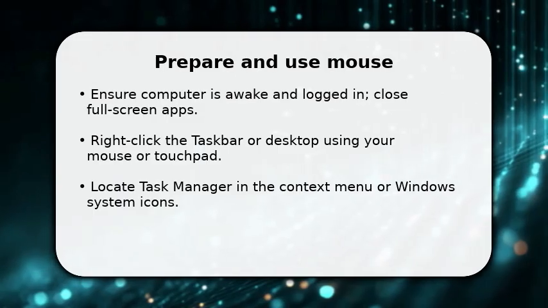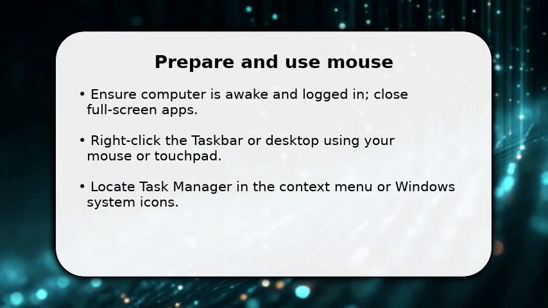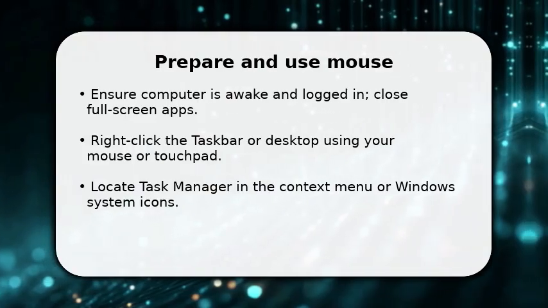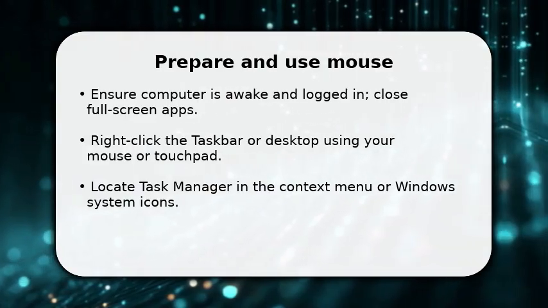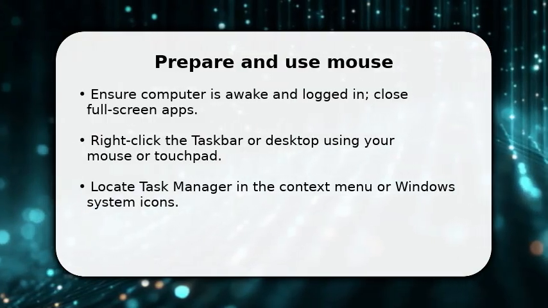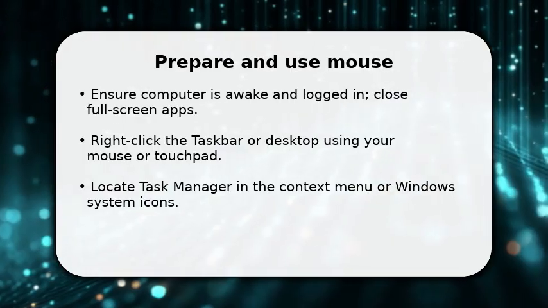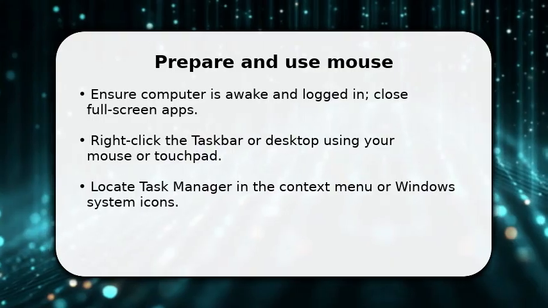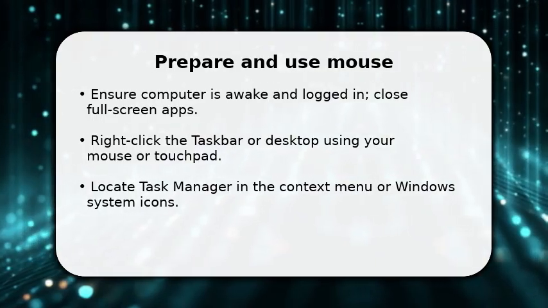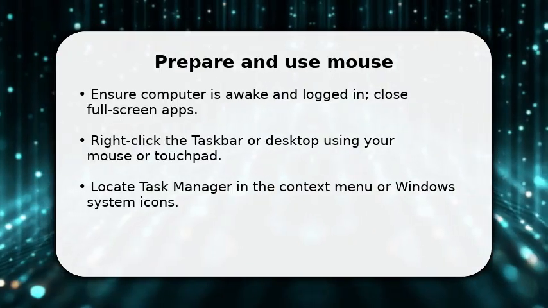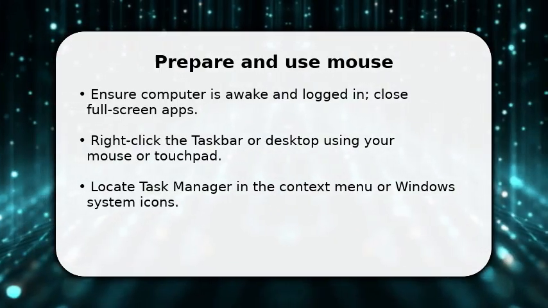You're starting without a keyboard, so first make sure the PC is awake and you're logged in. That avoids blocked input. Using your mouse or touchpad, move to the taskbar or empty desktop, then right-click. This opens context options. Once the menu appears, look for Task Manager or a Task Manager icon among system entries. If visible, you can open it directly. Doing this avoids key combos and is fast when the keyboard is unavailable or malfunctioning, giving you control immediately.